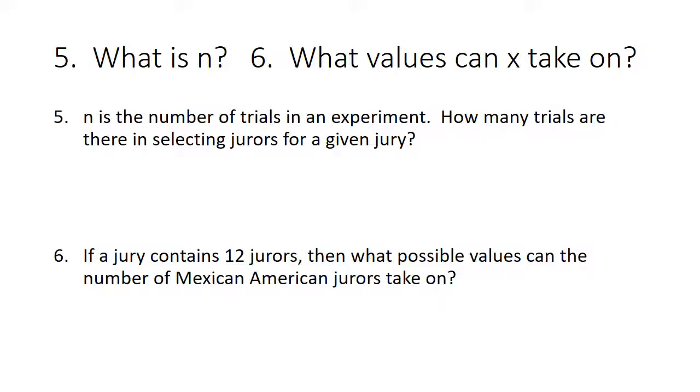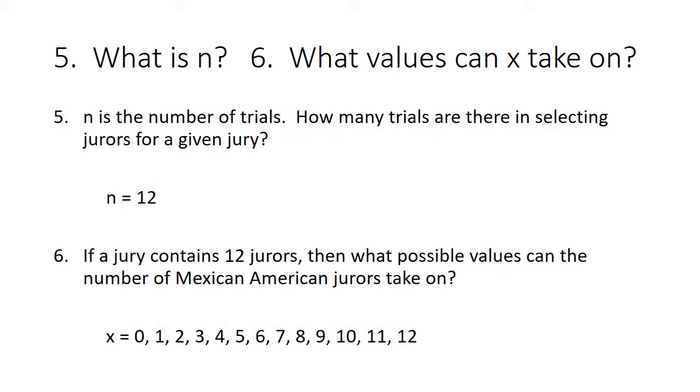Because our experiment is looking at the number of Mexican Americans on a given jury, the number of trials, the number of people that we select for the jury, is just 12. N equals 12. Because a jury contains 12 jurors, the number of successes, the number of jurors who are Mexican American, can take on anything from 0. We can have 0 jurors selected who are Mexican American, or 1 or 2 or 3, all the way up to all 12 jurors being Mexican American.